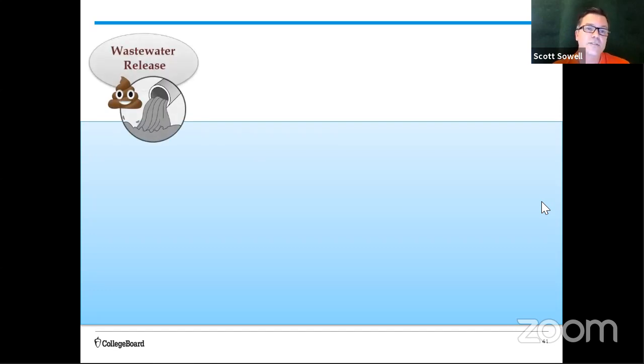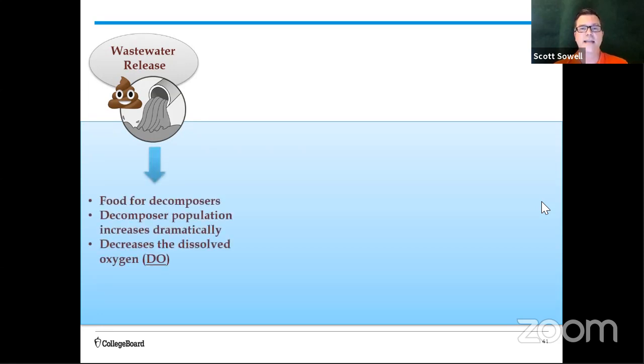If we think about CAFOs, concentrated animal feeding operations, or point source pollution coming from maybe a wastewater treatment plant, we're looking at wastewater entering the water. As soon as something like that hits the water, the first thing that happens is it starts being decomposed. Before this wastewater release, there were a few decomposers. Decomposers are naturally there. Decomposers are everywhere. But all of a sudden, this wastewater comes in, and now there's so much food available for these decomposers that their population skyrockets. Just a huge explosion in the population of these decomposers.